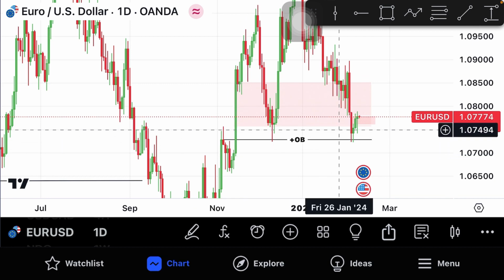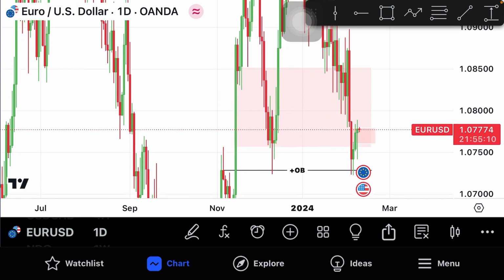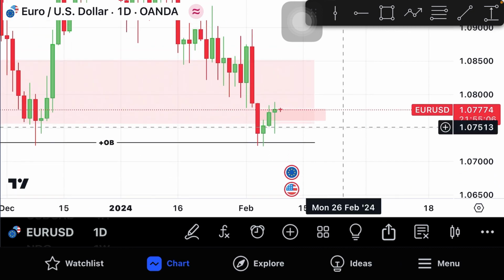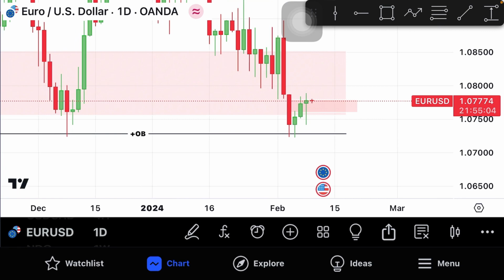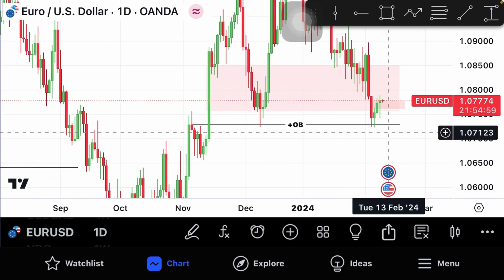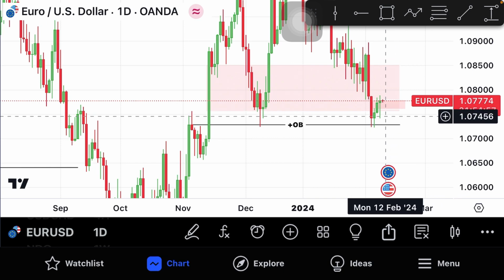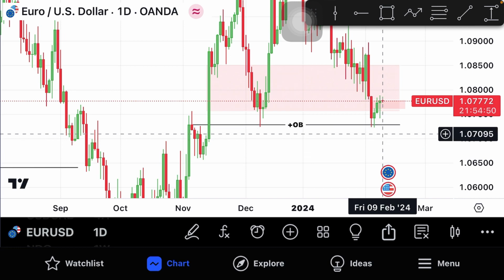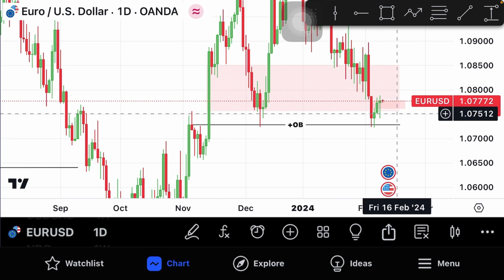Now, if I want to use this bias, there's a daily fair value gap which price has filled. I would expect it to sell off. After selling off, what should it do? Take out this stop here which it created, then fill this imbalance here, then come for this other block and continue its move.